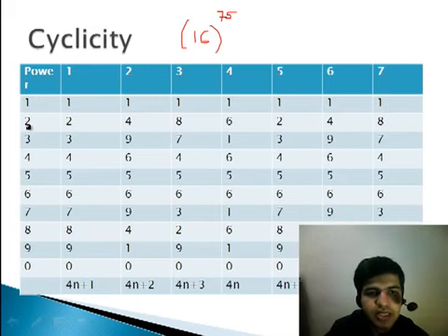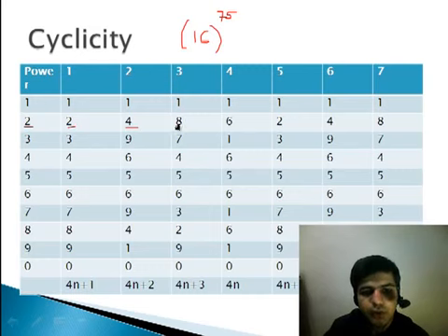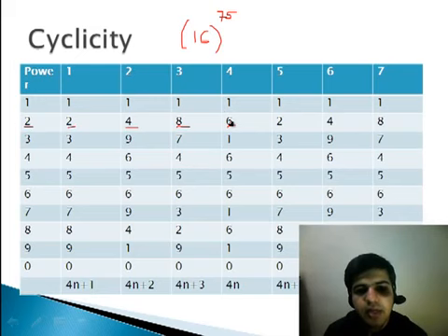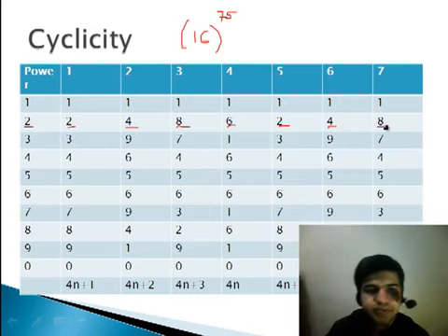And consider the next case, that is 2. We know that 2 raised to 1 is 2. 2 raised to 2 would be 2 into 2, 4. Then again when one more 2 comes, it would be 4 into 2 is 8. 8 into 2 would be 16. And further multiplying, 6 into 2 would be 12, 2 into 2 would be 4, 4 into 2 would be 8.